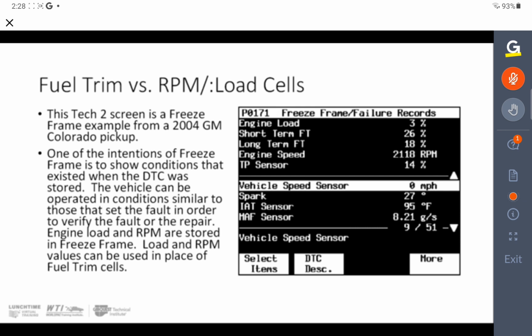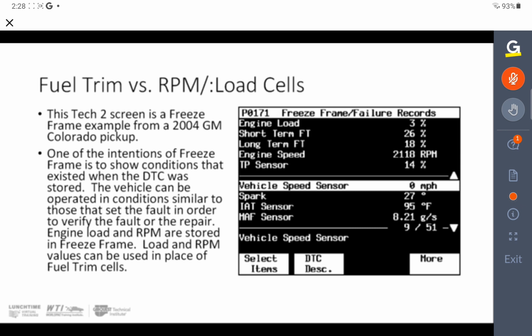Knowing engine load and engine speed, or engine RPM, is going to be critical to help you diagnose the problem. You want to verify the problem or verify the repair. You want to duplicate what the computer recorded when it set the code. So in this case, I find a problem, I fix the problem, I want to make sure it's okay.